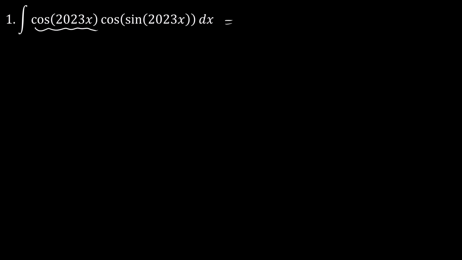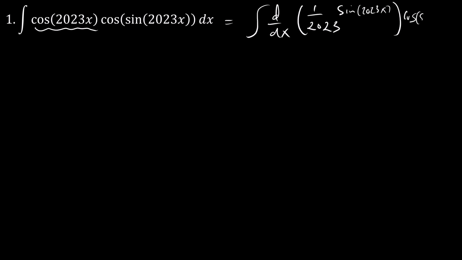Problem number 1, that's the indefinite integral of cosine of 2023x times cosine of the sine of 2023x. So how do we solve this? The first thing is, let's look at this part here, and that part there can be expressed as the derivative of 1 over 2023 of sine of 2023x, right? And then we have cosine of sine of 2023 of x.